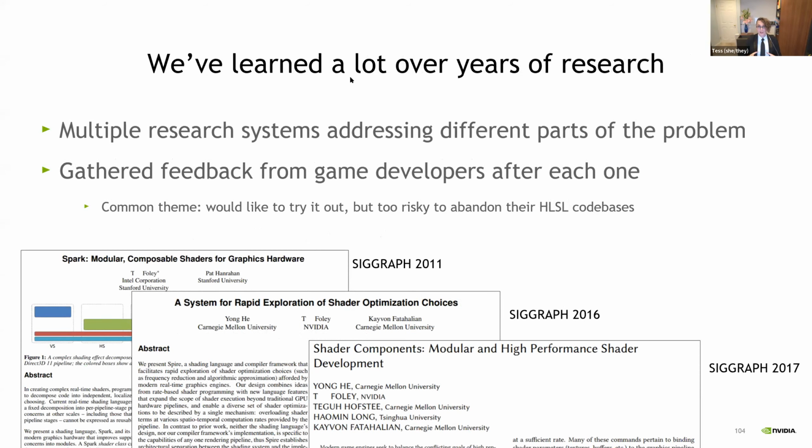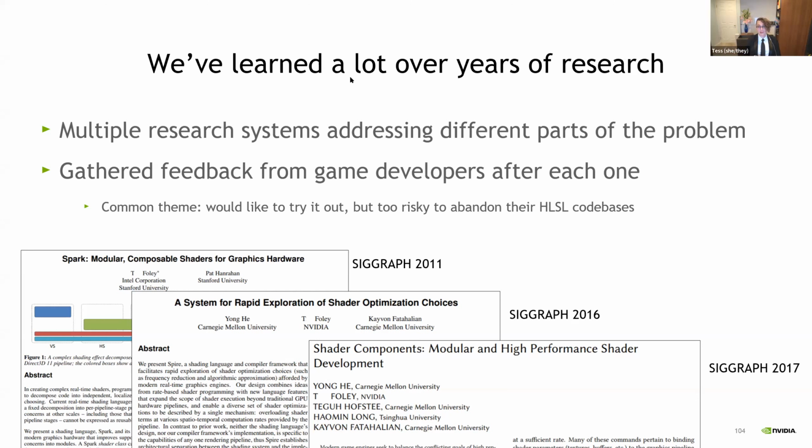And we've actually learned a lot. So we've spent a lot of time figuring out how to phrase these kinds of challenges and frustrations with GPU programming models as research problems and published a lot of papers in this space. We've worked on multiple research systems, my collaborators and I, and addressed different parts of the problem domain. And what we did after each of our major publications or each of our major systems was we went around and talked to game developers and gathered feedback on what they thought of what we built.